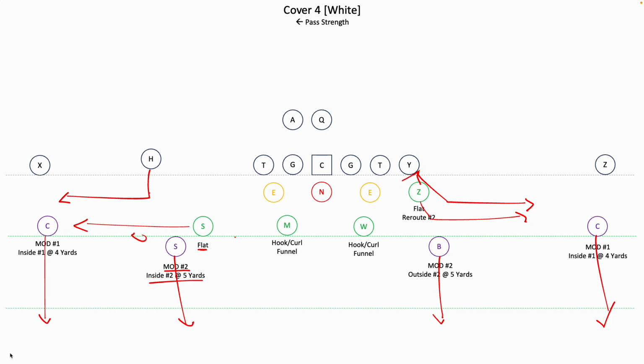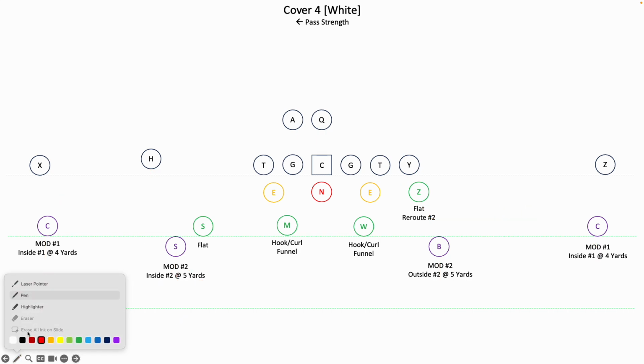All right. That's cover four, also called quarters. We call it white.